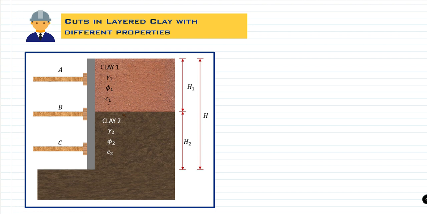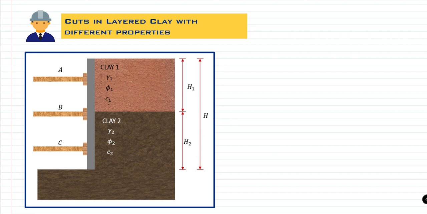Then, this is clay number 2. So, meron siyang sariling unit weight which is gamma sub 2. Meron siyang sariling angle of internal friction, phi sub 2. And meron siyang sariling cohesion which is C sub 2. Then, si clay 1 may height 1 and si clay 2 may height number 2. So, getting the total height, we can have a height H.